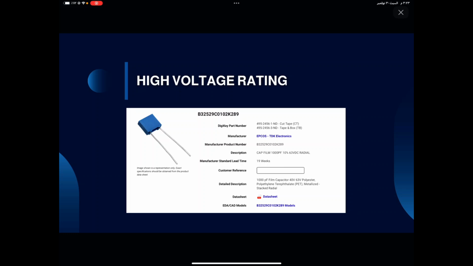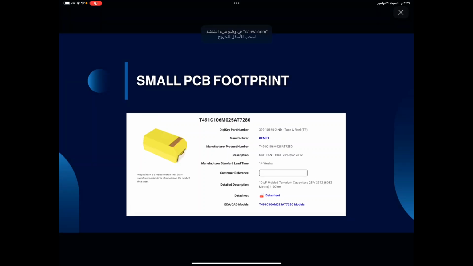And the third one is the high voltage rating. It's like film capacitors. As you can see, that's an example of a film capacitor. It can handle a high voltage, so it's used in high voltage applications such as AC power conducting. The last example is the small PCB footprint, and as you can see in the picture, it's called a tantalum capacitor. Tantalum capacitors are known for their compact size, making them suitable for compact applications. They're super small, and they are commonly used in smartphones and laptops.